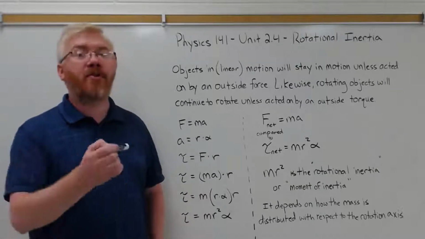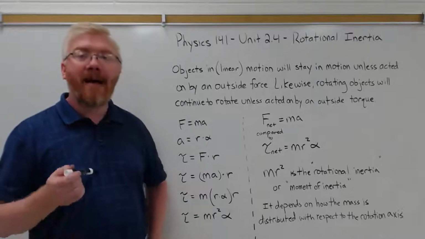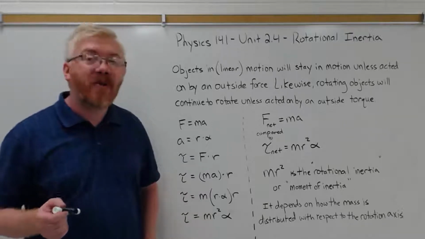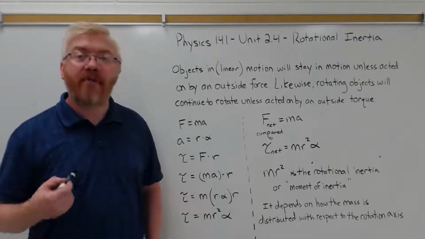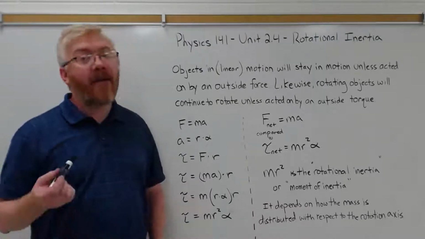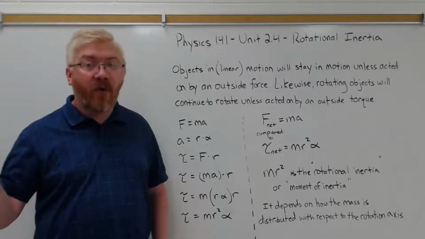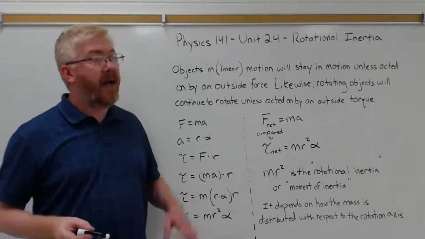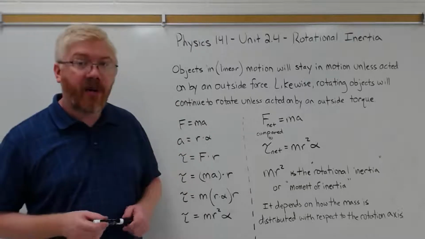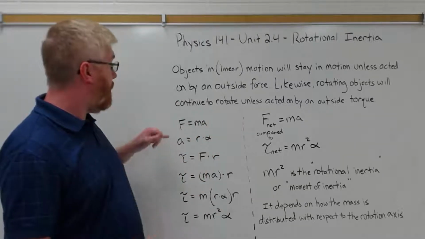F is proportional to a, but F equals mass times acceleration, where mass is a measurement of how difficult it is to change the motion of an object. Massive objects are hard to get going, and they're hard to stop once they're going, right? Think of a freight train. A lot of force is needed to get that to accelerate, and a lot of force is needed to decelerate a freight train.